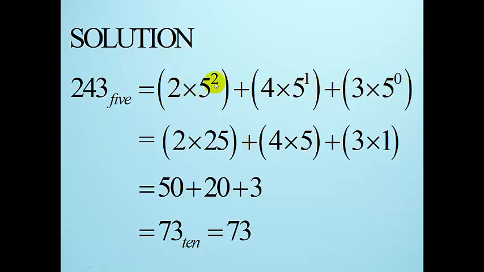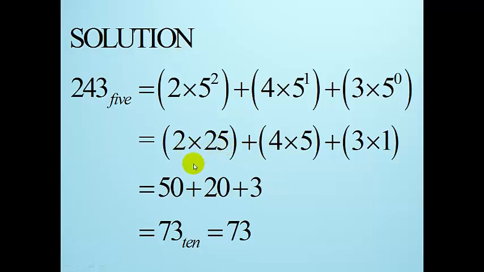Now 2 times 5 squared is equal to 2 times 25, because 5 squared is equal to 25. 4 times 5 exponent 1 is equal to 4 times 5, because 5 exponent 1 equals 5. Plus 3 times 1, because 5 exponent 0 is equal to 1. Any number or variable raised to the power 0 is equal to 1.